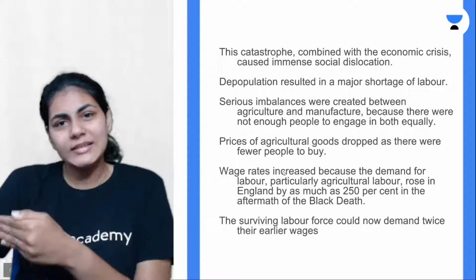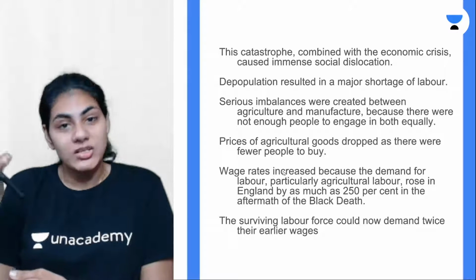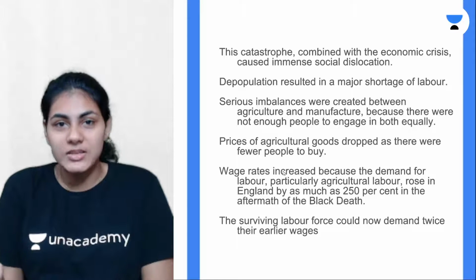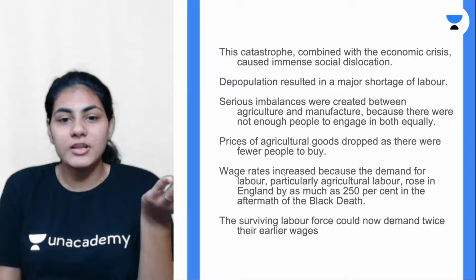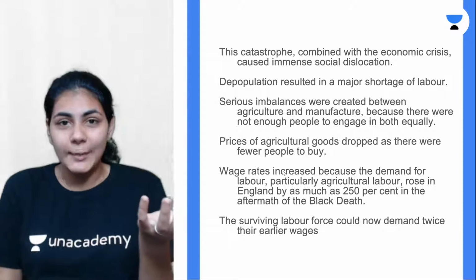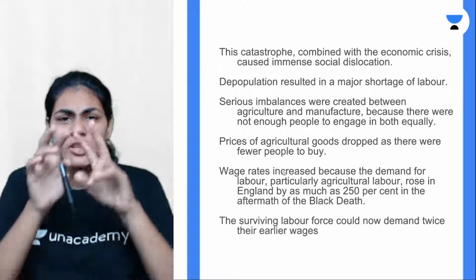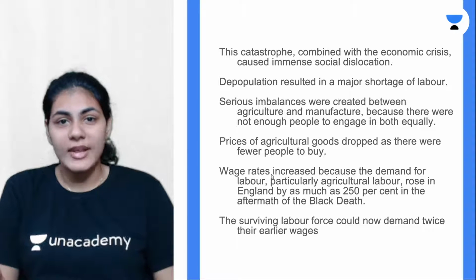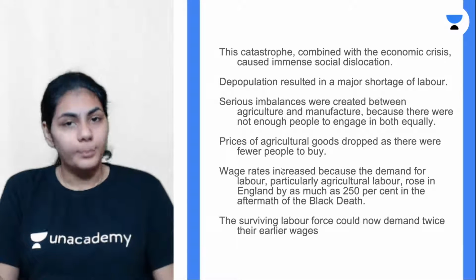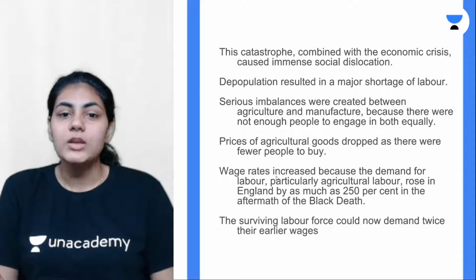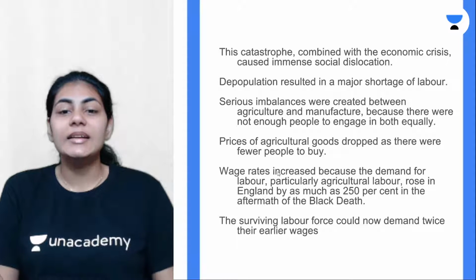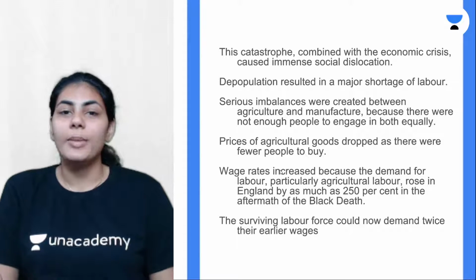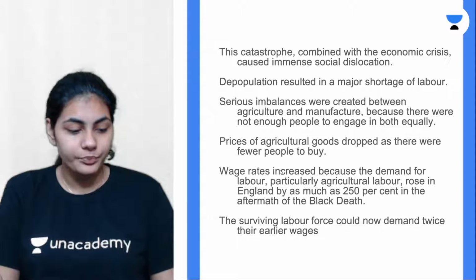Whatever little labor was available, because they are less in number, right? So here the supply of laborers is less, but the demand for labor is more, right? Then what will happen? The price will increase, right? So it's a reverse economic philosophy. Because there are no laborers, but there is so much demand for labor, laborers started demanding extra wages, right? Basically, wage rates went up.